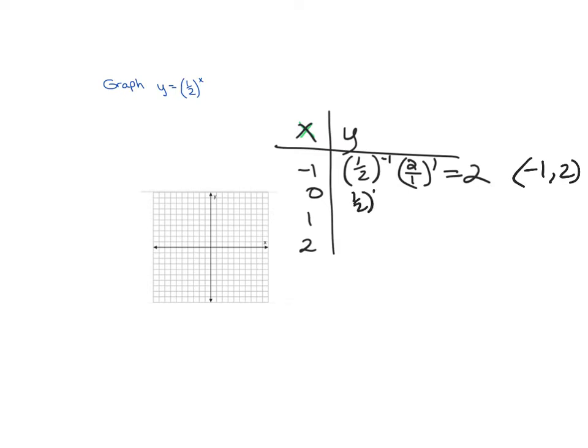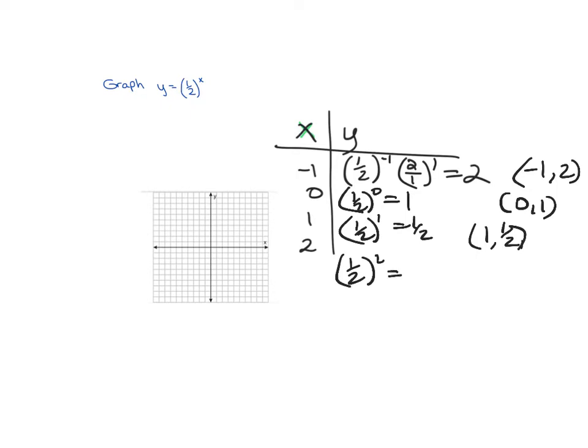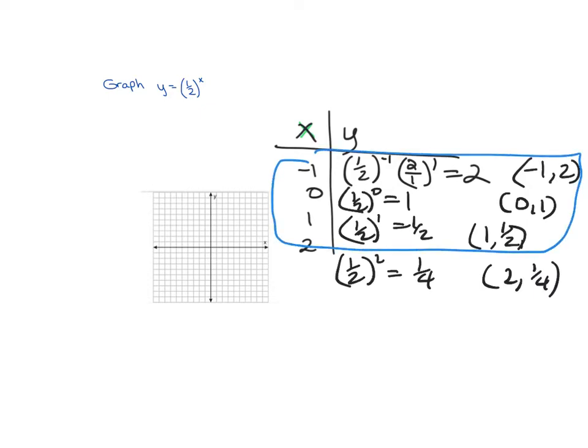Again, anything to the 0 power gives me 1. Then 1/2 to the first is 1/2. And then 1/2 to the second power is 1/2 times 1/2, which is 1/4. So again, I can take my ordered pairs. Again, just make sure you're getting these 3 main ordered pairs on there.